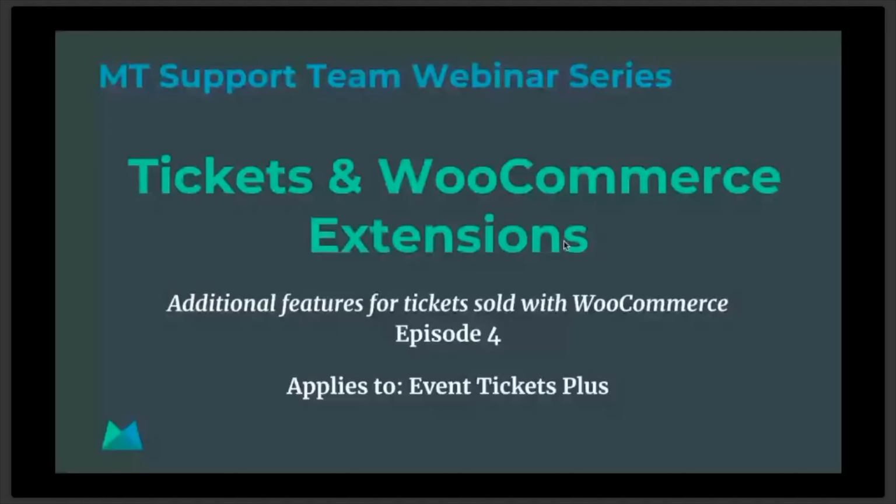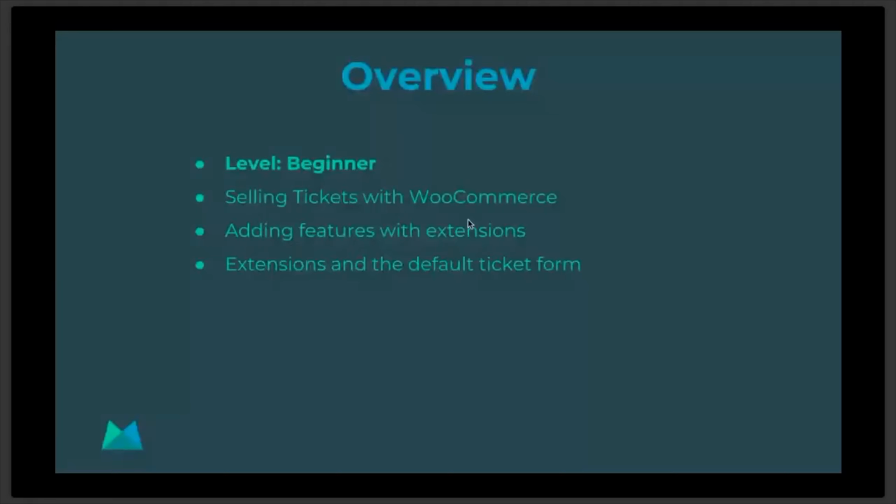And today we're going to be talking about tickets and using WooCommerce extensions to add additional features to the tickets that you're selling with Event Tickets Plus. So this is essentially a beginner level topic. We're going to cover a little bit of code snippets that you can add, but no worries if you don't know any code. This is basically just showing you the different extensions that you can use with WooCommerce to do a lot of different things with your tickets and other WooCommerce products on your site. And we're also going to talk about using the default ticket form, which can be a little bit tricky sometimes when you're using these extensions, so we'll cover that as well.